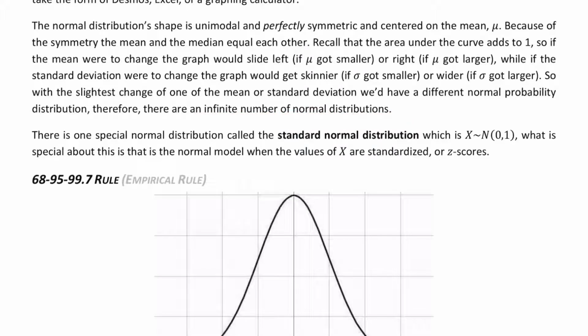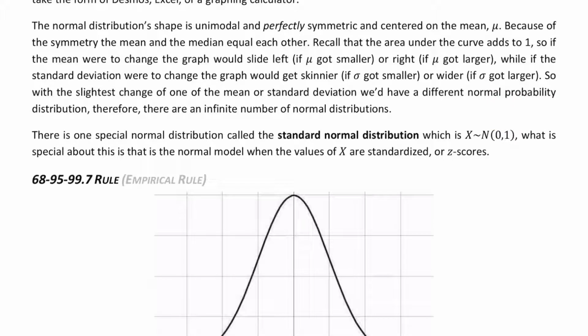If I just bump the mean up a little bit, or the standard deviation to be a little bit wider, that's going to affect the size and location of the graph just a little bit. So there's an infinite number of normal distributions, but there is one that is pretty important, and it's what we call the standard normal distribution. That's when our mean is 0 and our standard deviation is 1. So remember, the first number is the mean, the second number is the standard deviation. So when our mean is 0 and standard deviation is 1, that's our standard normal distribution.